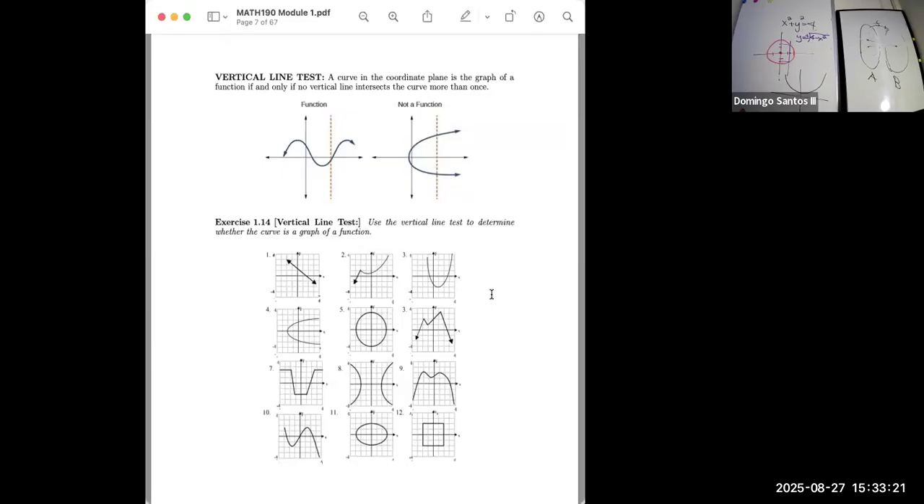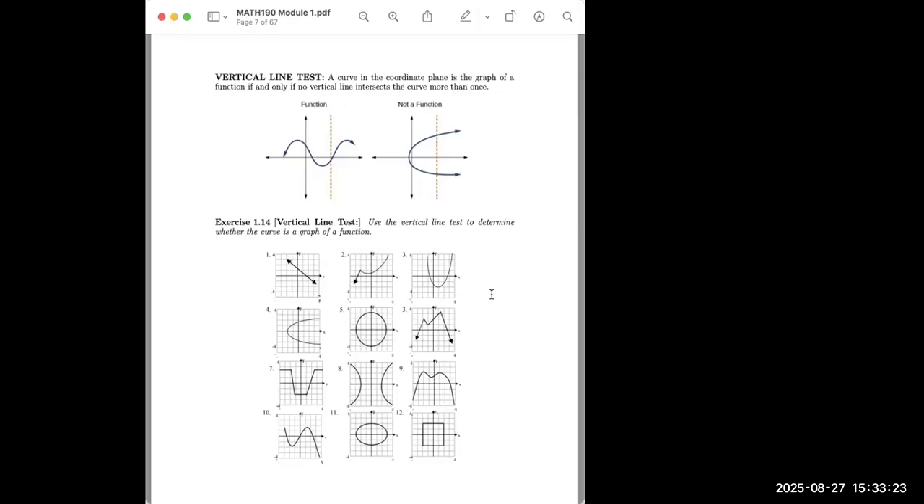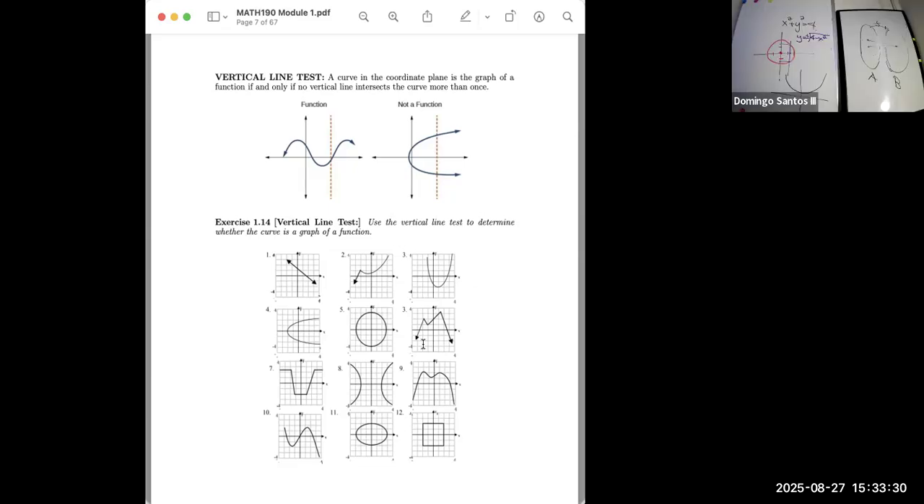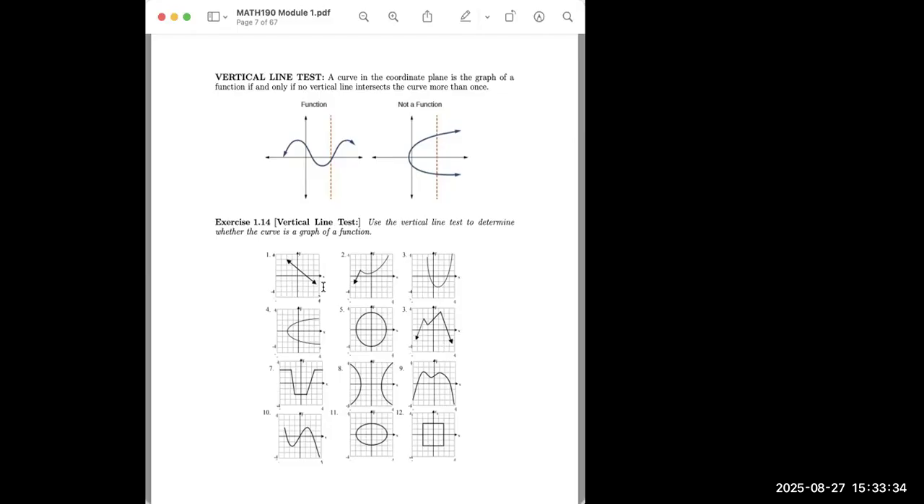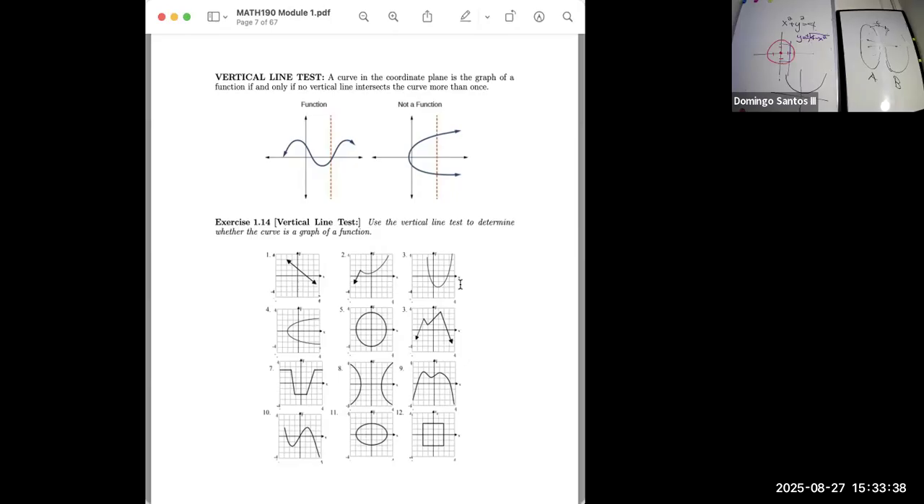Okay, so let's do this really fast, George. Can you read 1.14, please? Use the vertical line test to determine whether the curve is a graph of a function. Okay, let's do 1 to 12, George, really fast. The first one. Yes, it's a function. Okay, number 2. Yes, it's a function. Very good. Number 3. Yes.